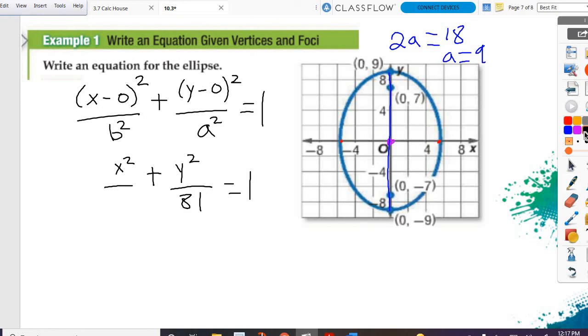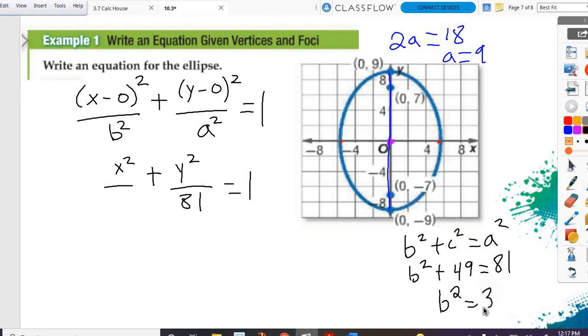We have our foci, which gives us which value? C. Our C value, right? So again, we could use our b squared plus c squared equals a squared formula. What is our C value going to be? 7. So C squared would be 49. So is b squared equals 32? So that's what would go underneath my x. And that's my answer.